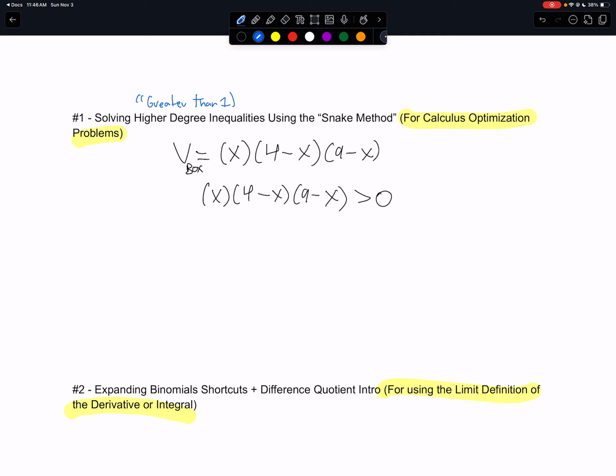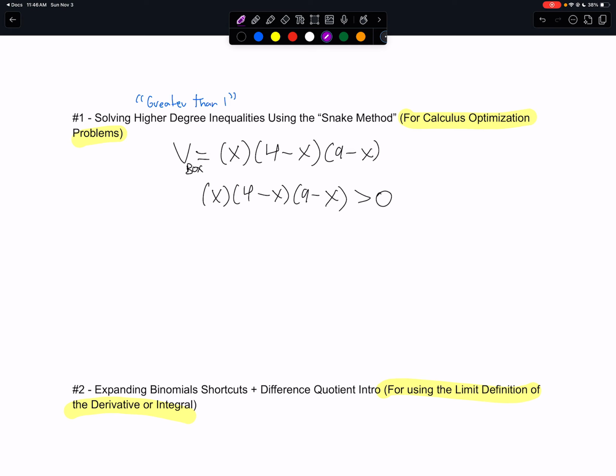Because if you have an inequality like x minus 5 is less than 0, you can easily solve that, so I'm not going to go over that. But if you get into stuff like degree 2, degree 3, etc., that's where it gets a little more complicated, and we need to use methods like the snake method in order to do it.